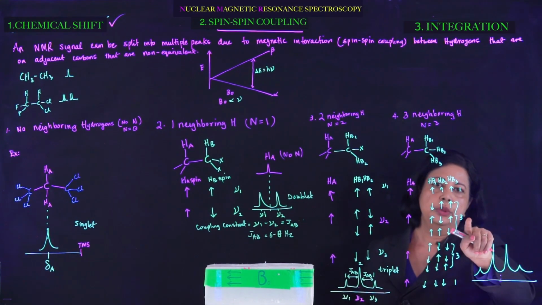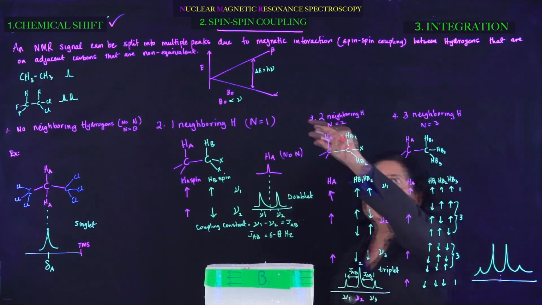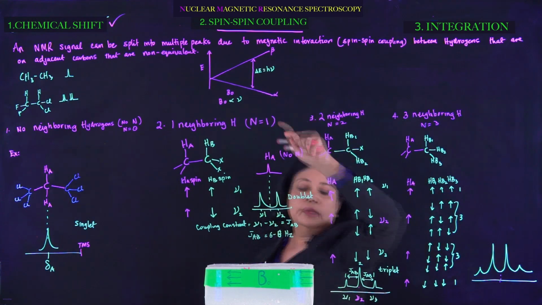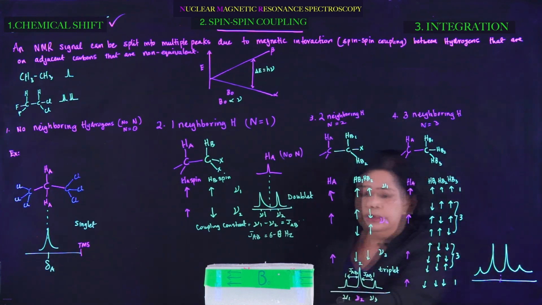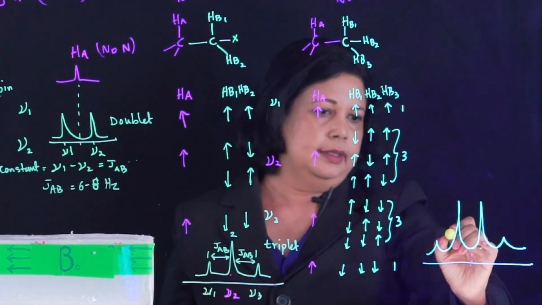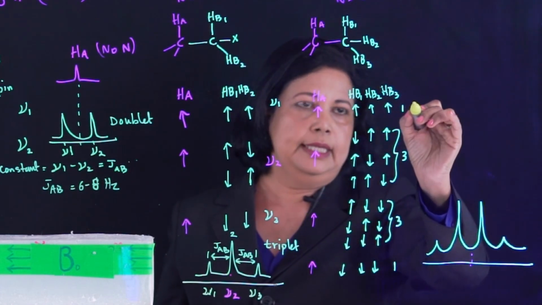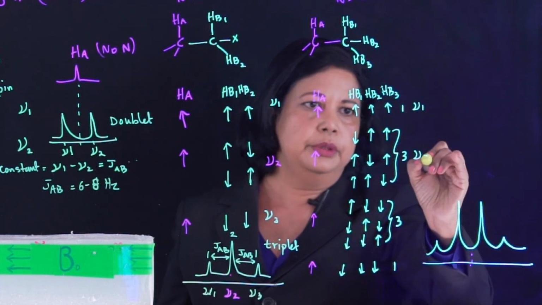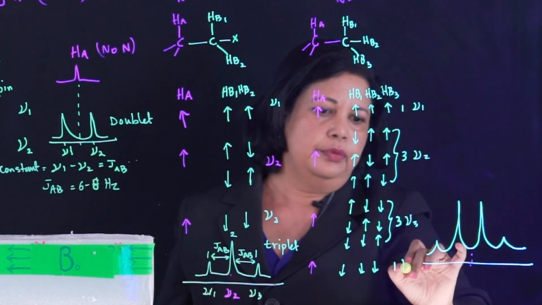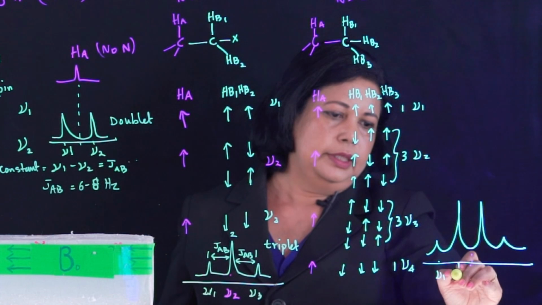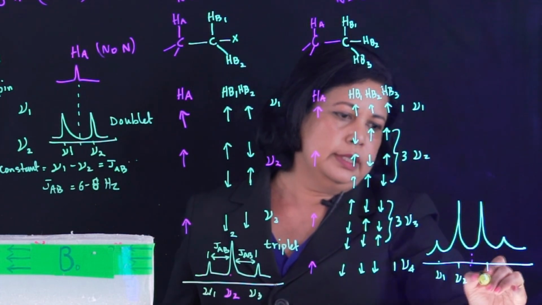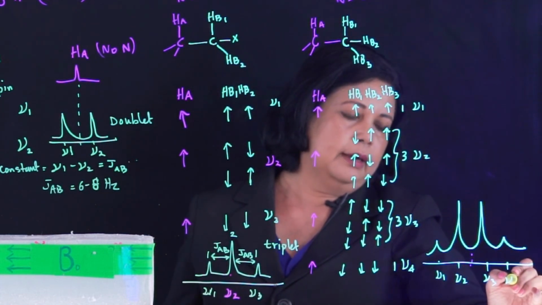But these two actually are enhancing the field, therefore the frequency will be shifting a little bit higher and downfield. So this is going to be, let's say, nu 1, nu 2, nu 3, and nu 4. And that's what you will get. And the difference between these frequencies is what we call the coupling constant.